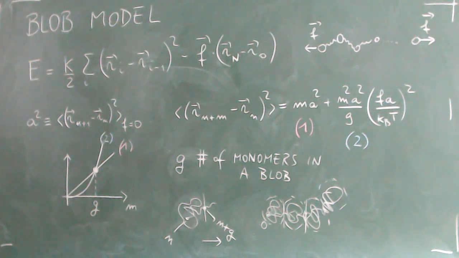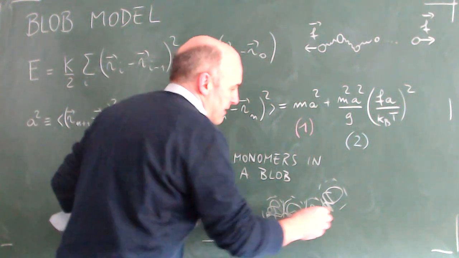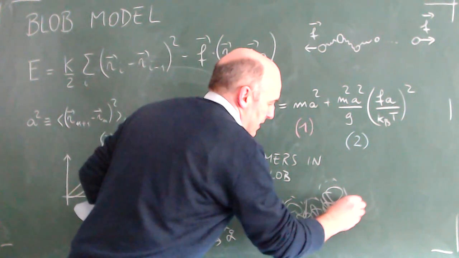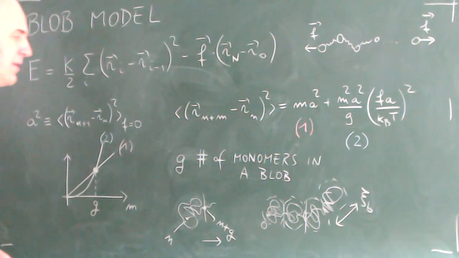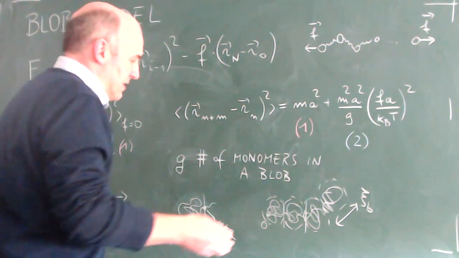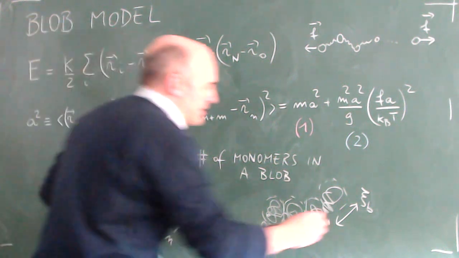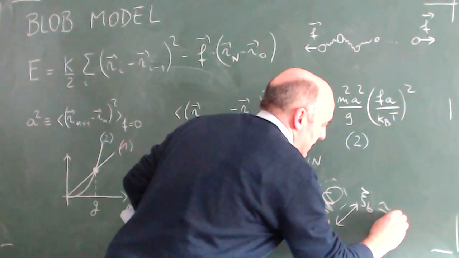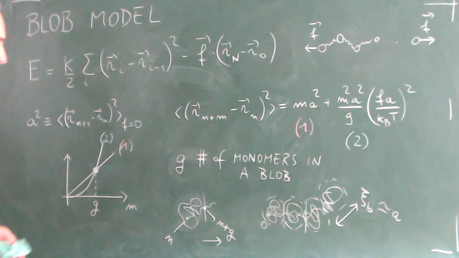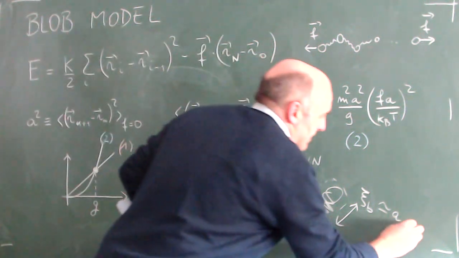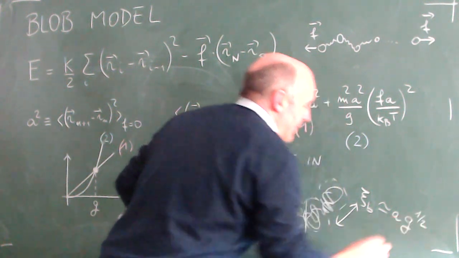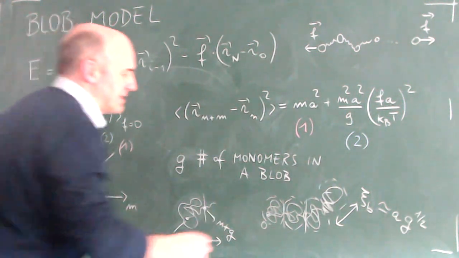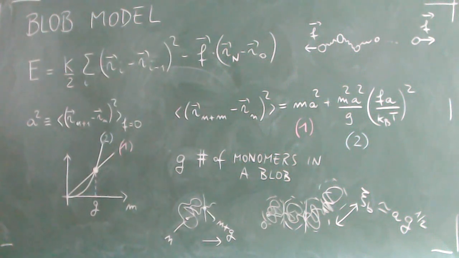Therefore, I can also define here the blob size, psi B, which in an ideal polymer is given by how many monomers I have: the characteristic distance between two monomers times the number of monomers in the blob to the power 1/2. So this is the typical distance psi B, the size of a blob.